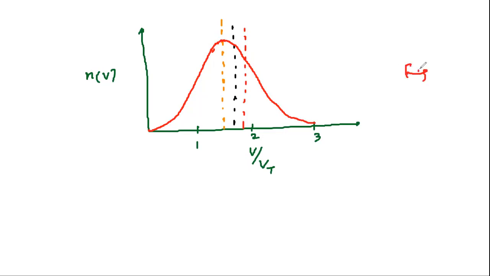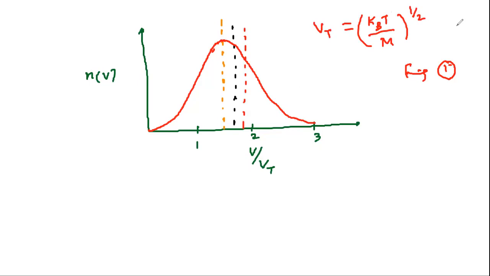First, let me name it figure 1. Here, v is the speed and v_t is representing k_B T over m raised to the power half. So it is the square root of kT by m. So v_t is (k_B T over m) raised to the power half.